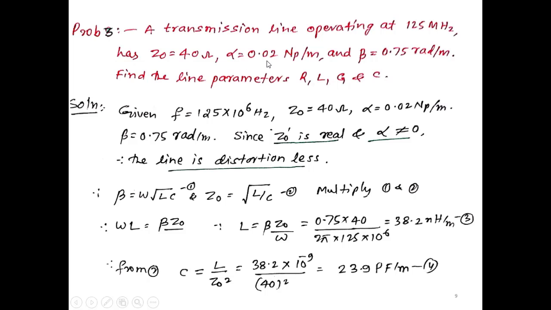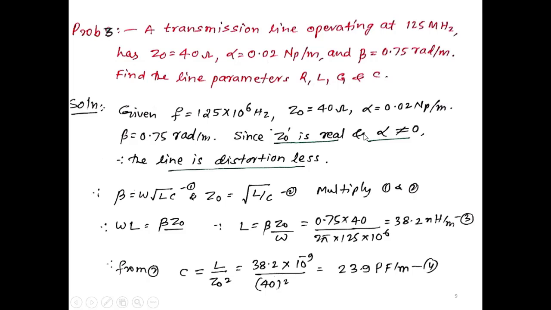So problem number 3: a transmission line operating at 125 MHz has Z0 is equal to 40 ohm, alpha is equal to 0.02 nepers per meter and beta is equal to 0.75 radian per meter, and you have to find the line parameters R, L, G, C. Here the frequency given is 125 into 10 raised to 6 Hz and the characteristic impedance Z0 is equal to 40 ohm, attenuation constant alpha is equal to 0.02 nepers per meter and the phase constant beta is equal to 0.75 radian per meter.